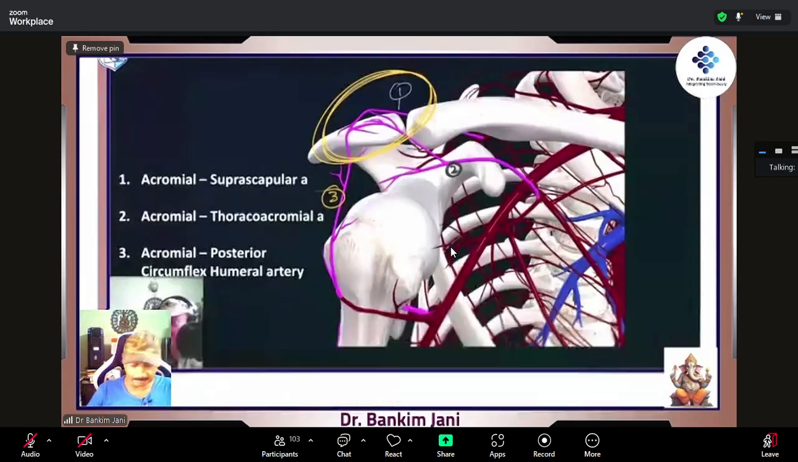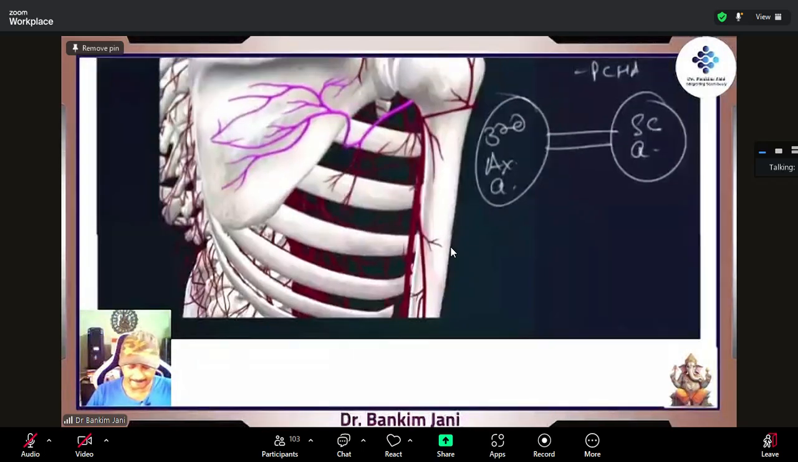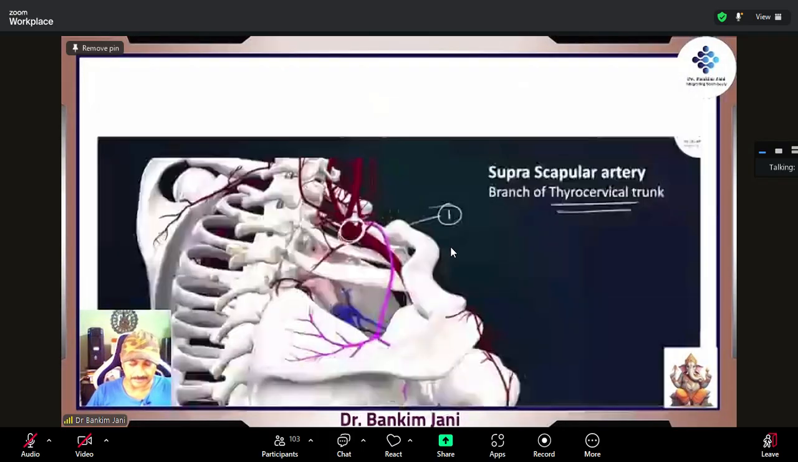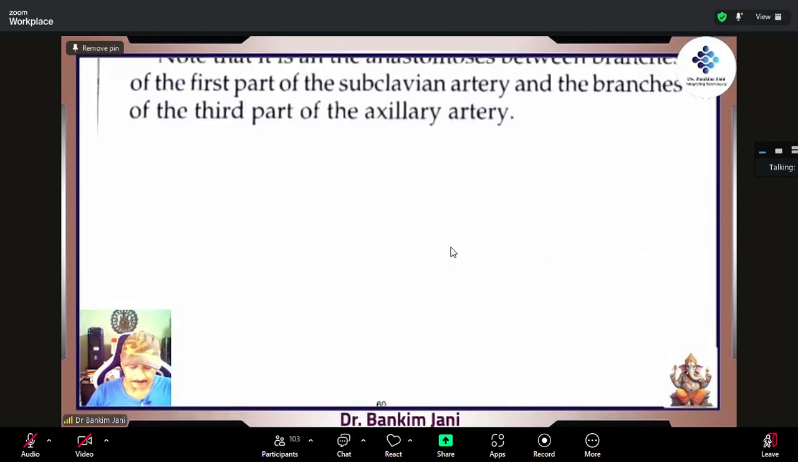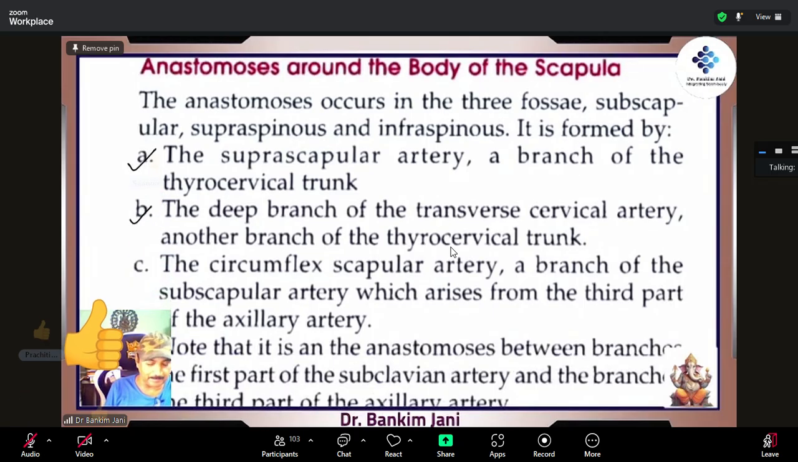Now when you go back and try to read this, you'll find it makes sense. The suprascapular artery, a branch of the thyrocervical trunk, right? The deep branch of the transverse cervical artery, another branch of the thyrocervical trunk. So these come from above. And the circumflex scapular artery, a branch of the subscapular artery which arises from the third part. So this is done, but that's where the anastomosis is.